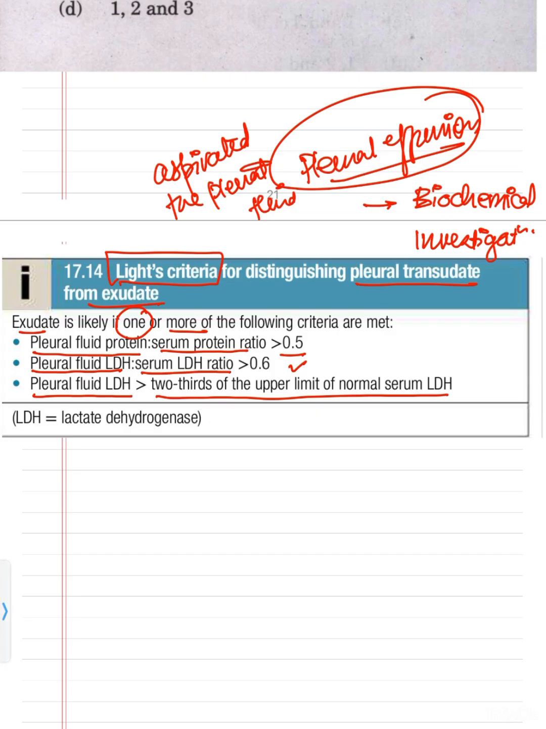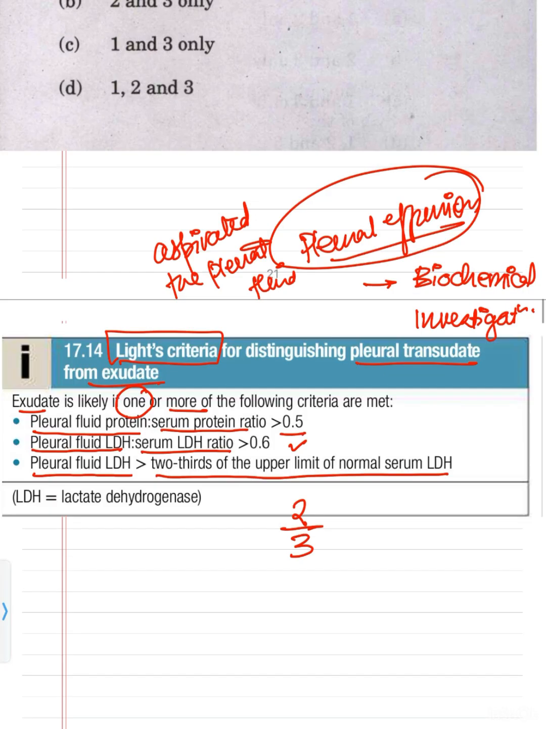So whatever is the lab upper limit of normal serum LDH, if the pleural fluid LDH comes out to be more than 2/3 of that upper limit of normal serum LDH, you have to consider it to be exudate. So Light criteria says that out of 3, even 1 met, then we will be calling it exudate.